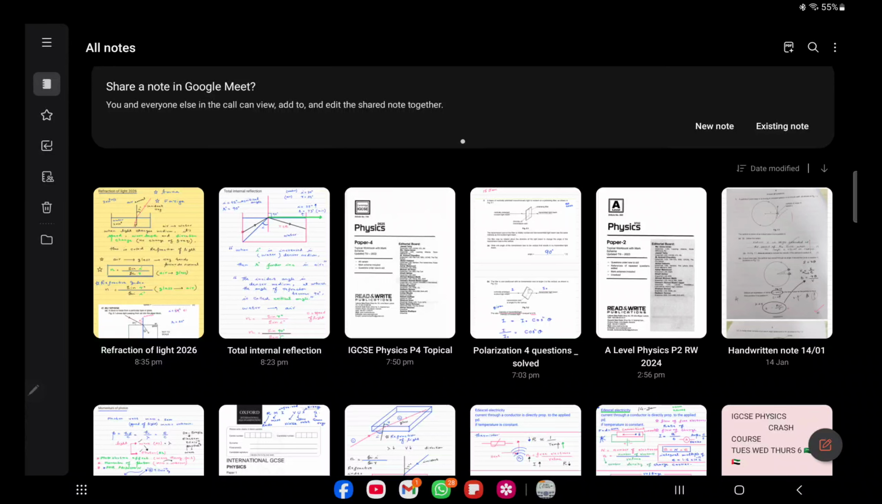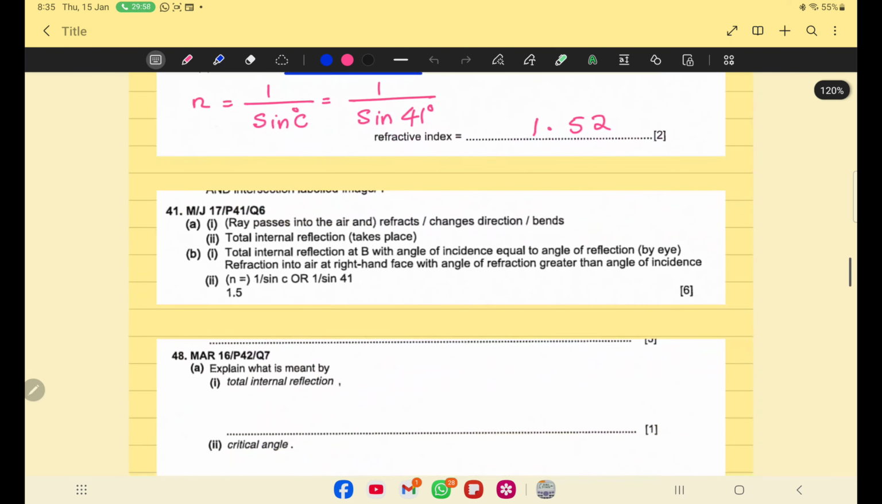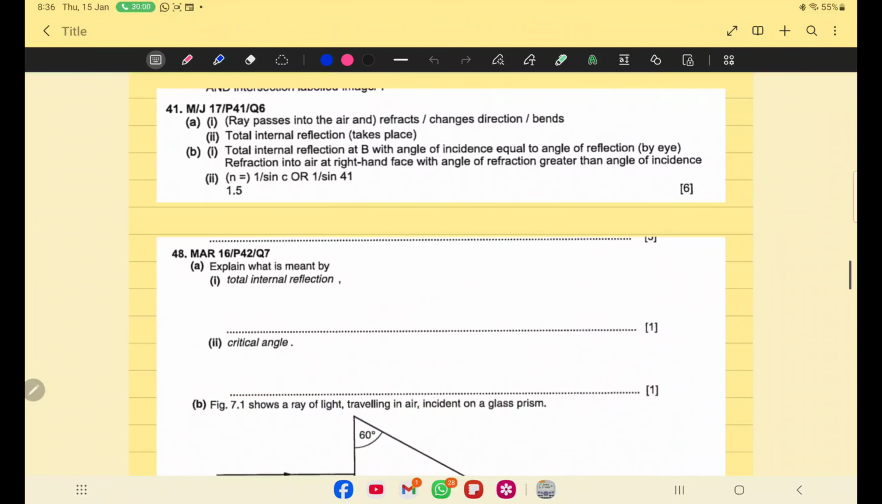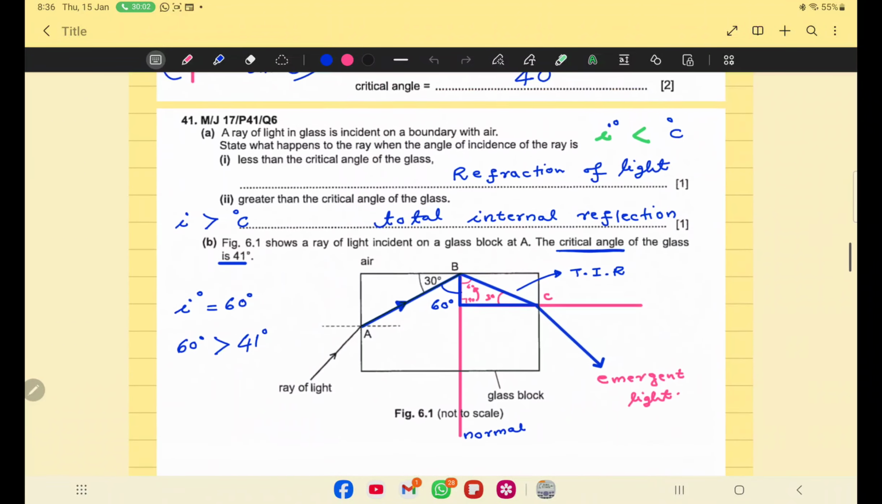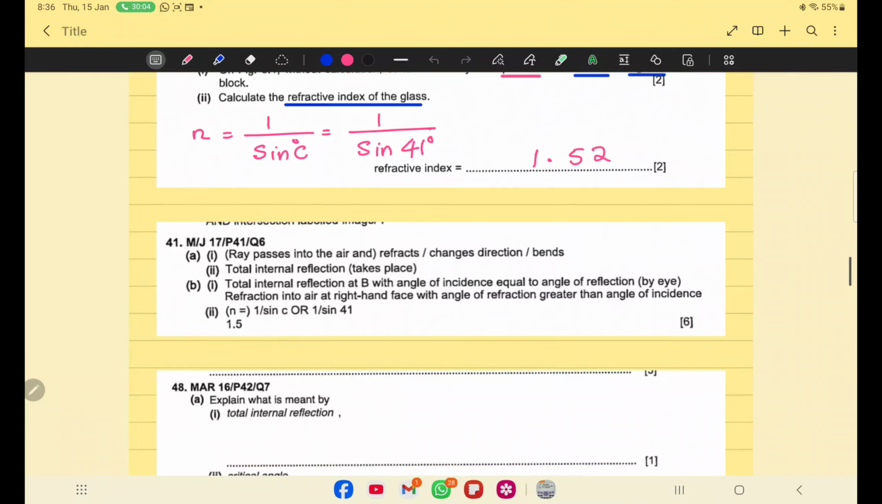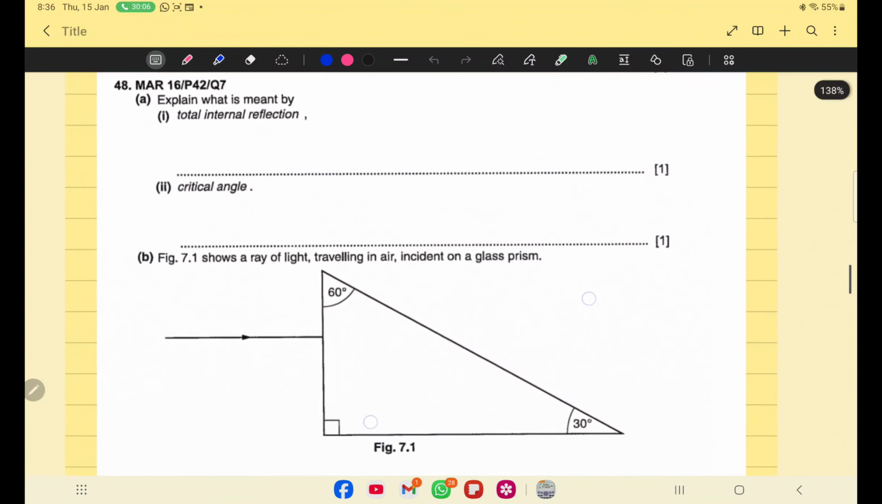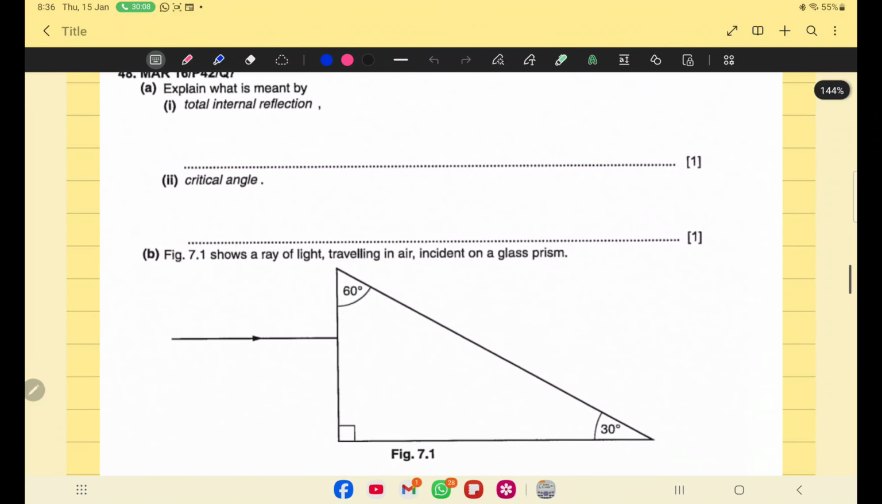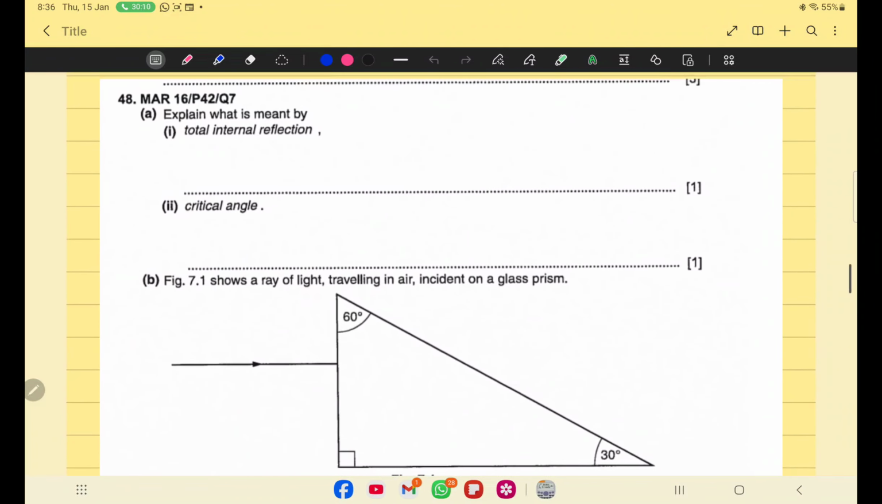Okay. And now we are solving the next question. Question number 48: explain what is meant by total internal reflection. What is meant by total internal reflection?